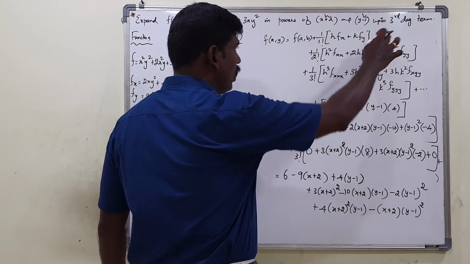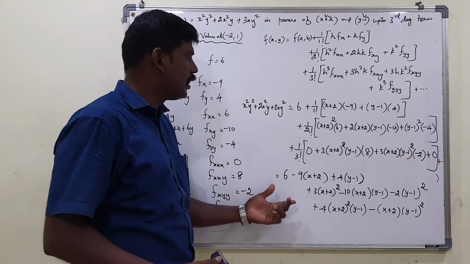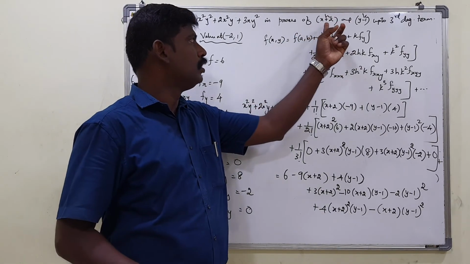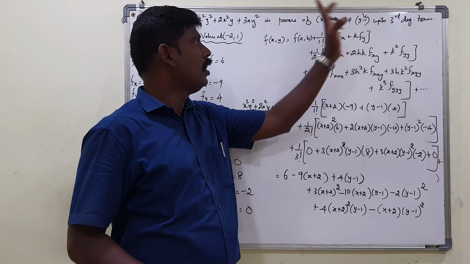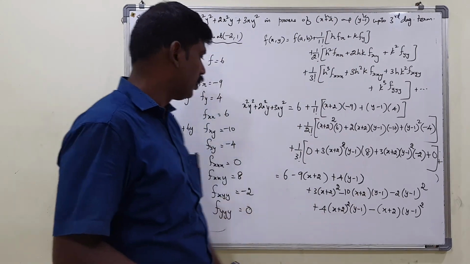So they want only up to third degree term, just we stopped it, okay? Right? So this is the Taylor series expansion of this function in two variables about the point (−2, 1) in powers of (x+2) and (y−1), right? That's all.